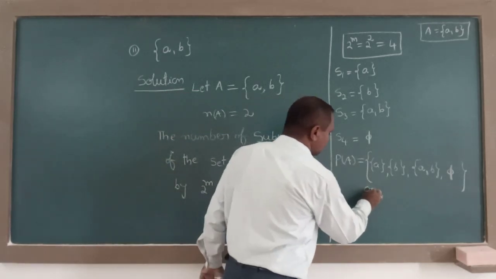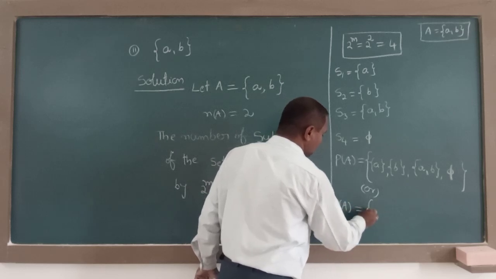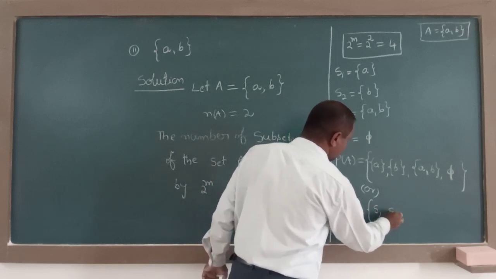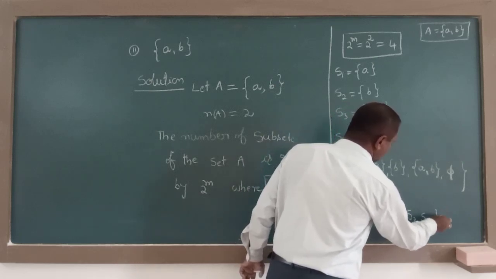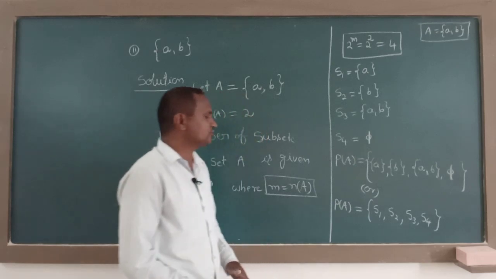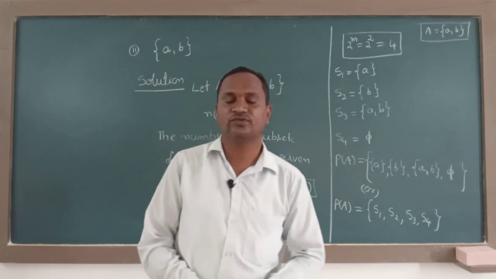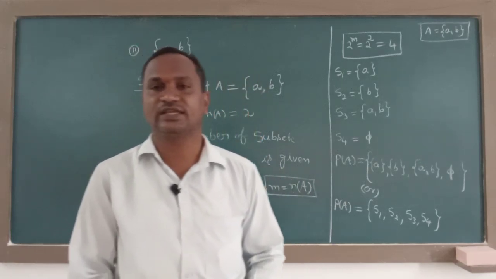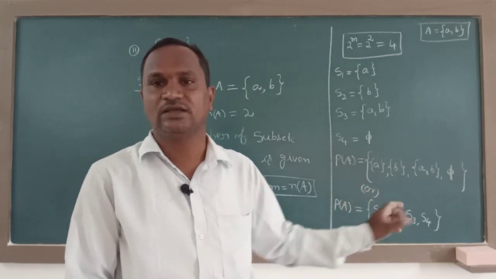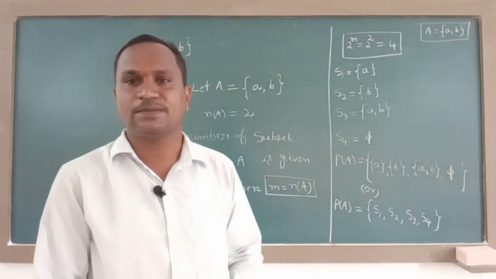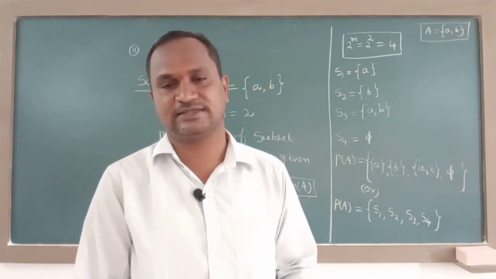Or you can write it like this also: P of A is equal to S1, comma S2, comma S3, comma S4. Like that, we find the number of subsets of a given set, and at the same time we arrange the subsets within the bracket. If we arrange the subsets within the brackets, then those types of sets are called power sets.